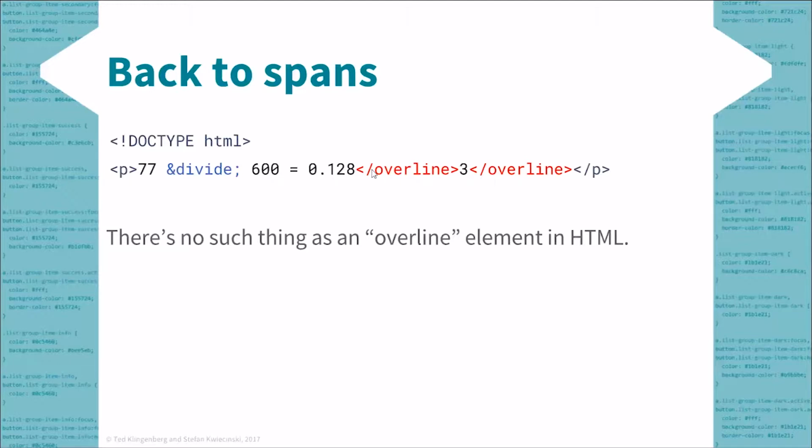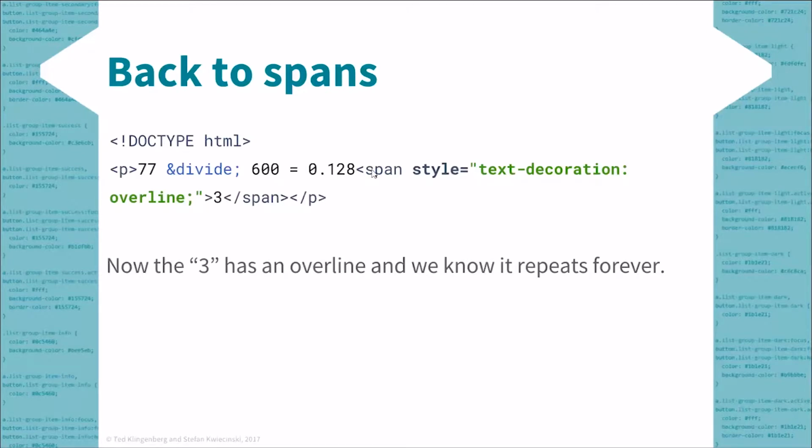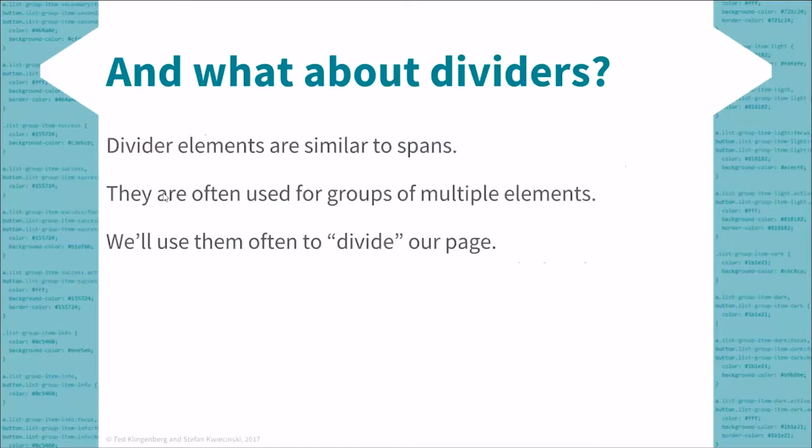There's no such thing as an overline element in HTML, so we can't use something like that. So what we're going to do, we're going to use a span instead. We're going to wrap that 3 in between a span tag. And now we can actually style that with CSS. Because with CSS, we can add a text decoration that will make it overlined. And we can just use an inline style here. And for its value, we can just go ahead and set that to text-decoration for the property, and then overline for the value. And then that 3 is now going to have an overline over top of it, and we know that it repeats forever.